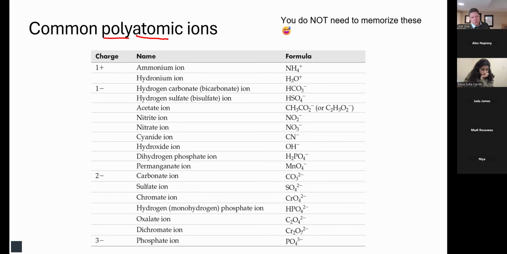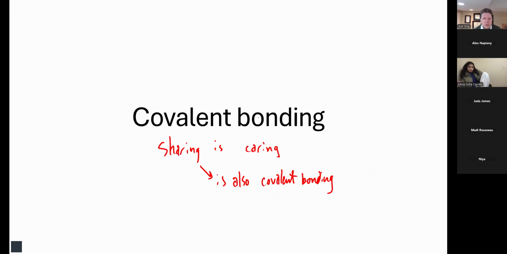Polyatomic ions, you don't need to know these by name, because I would give you this whenever this comes up as a question. Covalent bonding. Now, this is what we're really interested in between atoms. Atoms are going to share electrons. Covalent bonding is one type of bonding. Another type of bonding is ionic bonding. Ionic bonding is a way that we can classify a bond also.